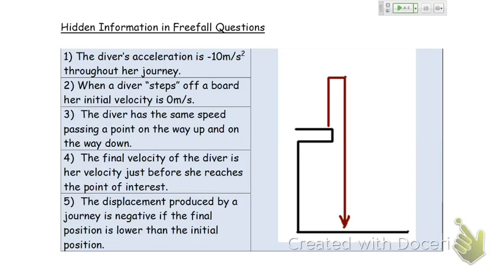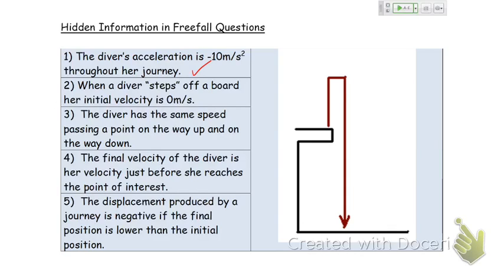Hidden information in these questions: the diver's acceleration is minus 10 meters per second squared throughout her journey. I'm never going to tell you minus 10. I'm just going to say, hey, a diver jumps off a diving board. You have to know that that's free fall, and therefore it's 10 meters per second squared downwards.